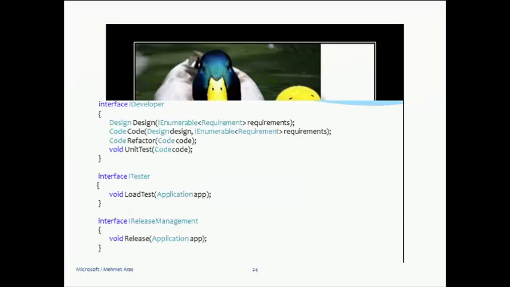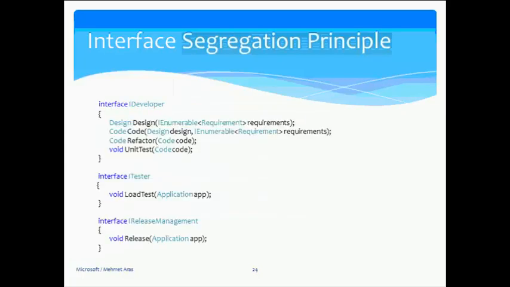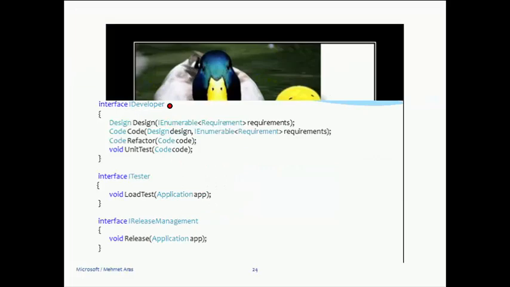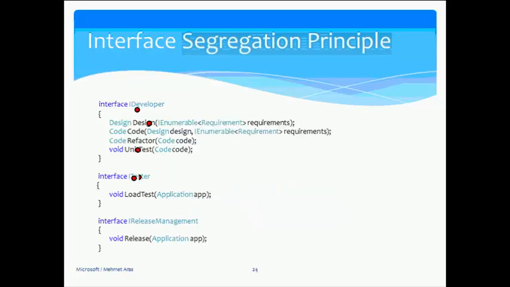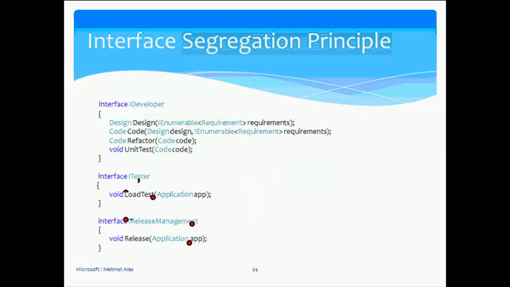We can come over here and define multiple interfaces. I can break this iDeveloper interface into multiple different interfaces based on responsibilities. Look, up at the top, I have iDeveloper. And iDeveloper says a developer can do design, code, refactor, and unit testing. I also defined an interface called iTester. It says, hey, load test. You are going to do load testing, performance testing, that kind of stuff. And at the bottom, I have release management. And release management says, okay, release this application.